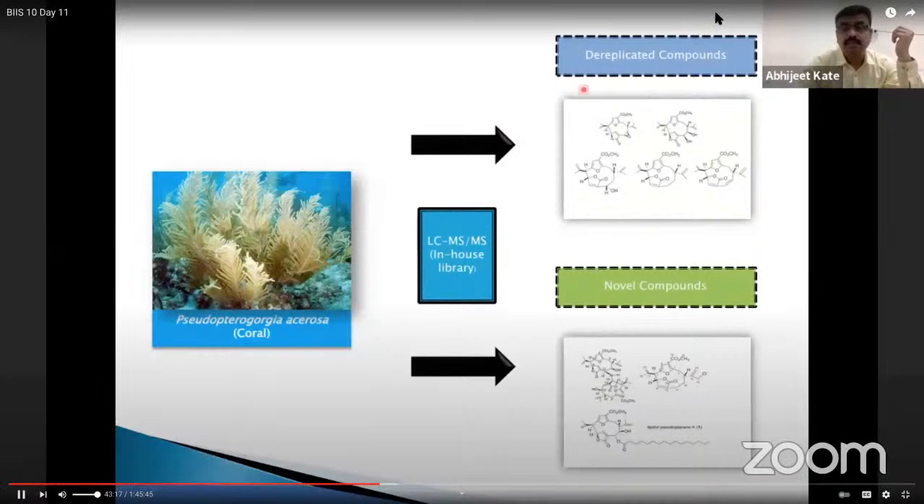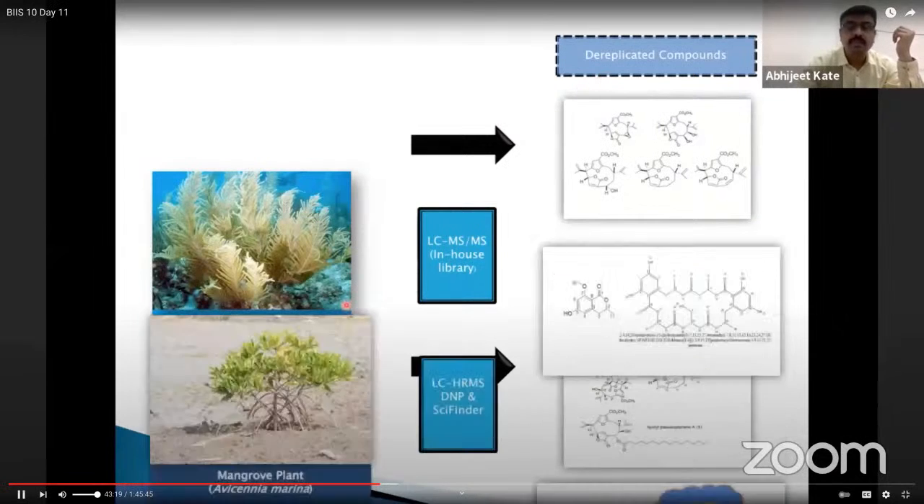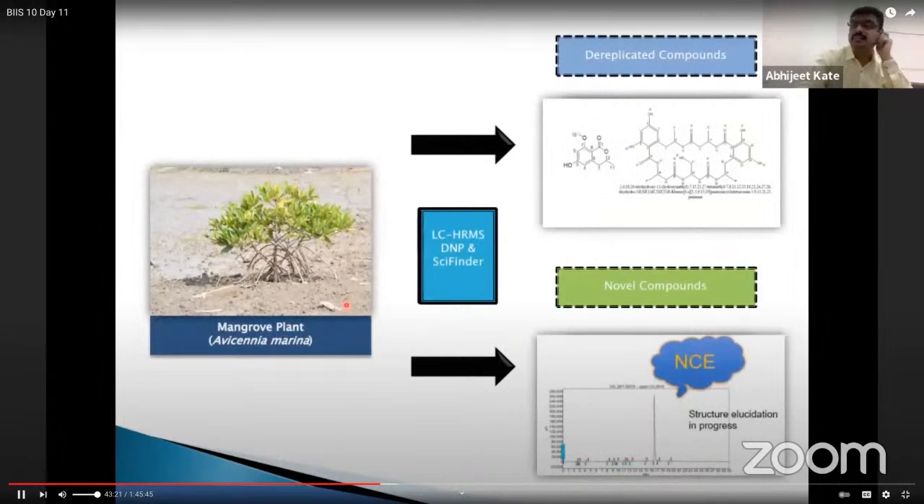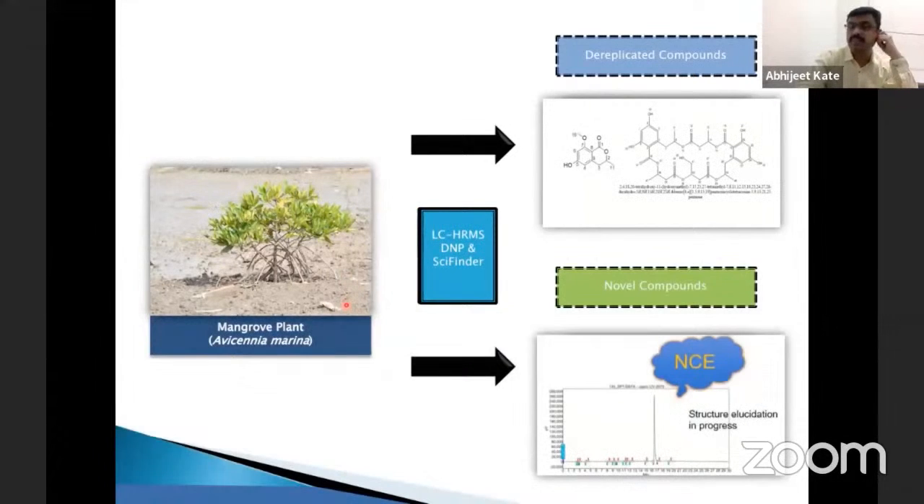Okay, so this was another case that I wanted to show, a recent one that we were working on, one of the Indo-Sri Lanka collaborative projects funded by DST. There our hypothesis was to find a novel compound from lichens present on the mangrove plant. These are mangrove plants. This is one example, Avicennia marina, which is from the Gulf of Khambhat region.